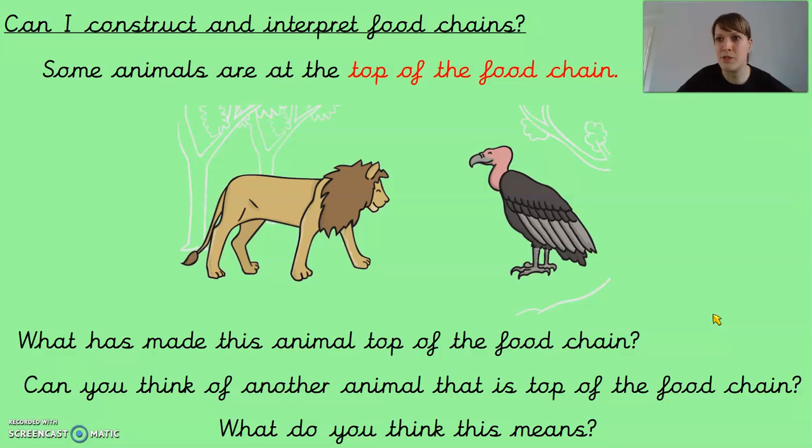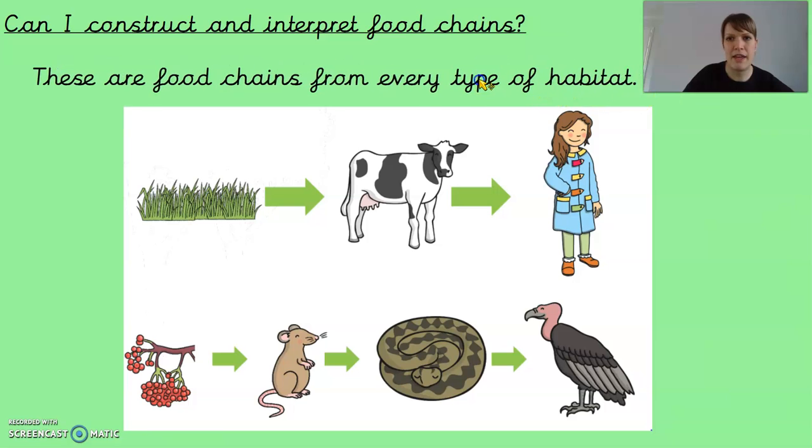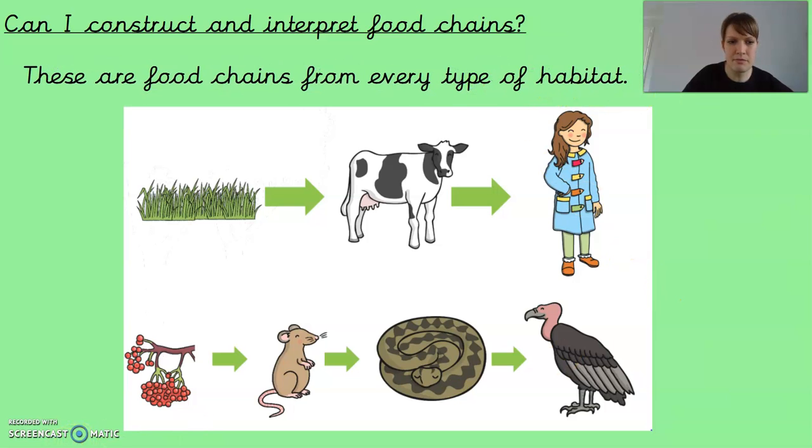Okay, welcome back. If you did pause the video, I'm going to carry on with the lesson. Okay, and then I have this slide. So these are just some examples of food chains from every type of habitat. We've got our grass, plant, cow, and a human, because some humans eat animals. So you can say they're part of the food chain. And here I've got some berries, so a plant, a living organism, a mouse, snake, then an eagle. So we've got some different chains from different habitats there.